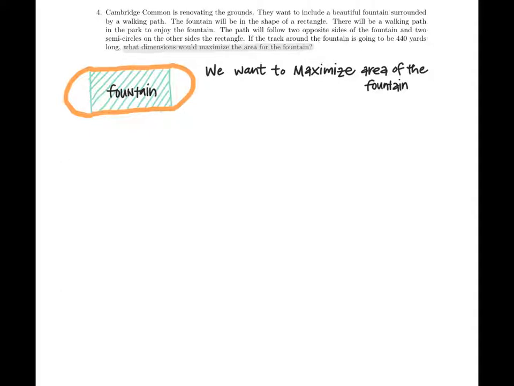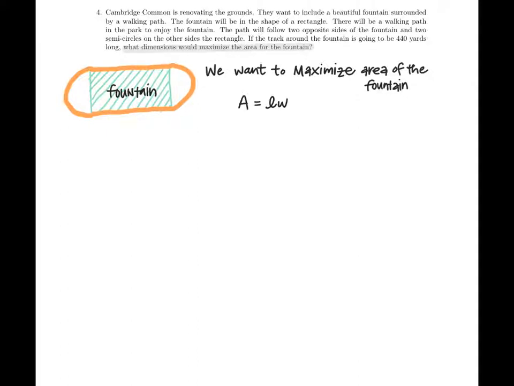So we want a function that will give us the area of the fountain. And as we saw in the previous video, this doesn't have to be a very sophisticated function at first. We're just going to write down the basics of what we know. We know that the fountain is rectangular, and so the area of a rectangle is going to be length times width. Let's write that down now.